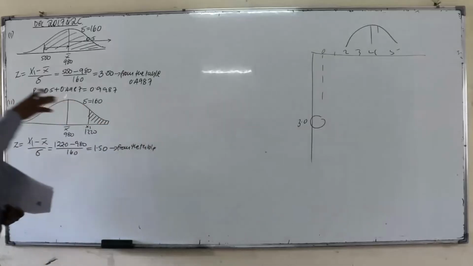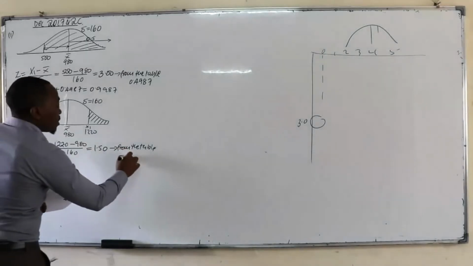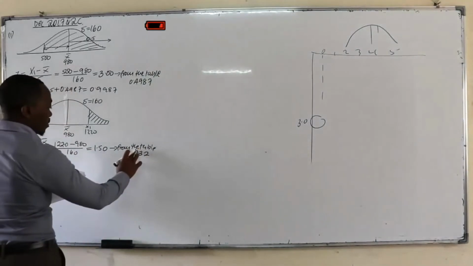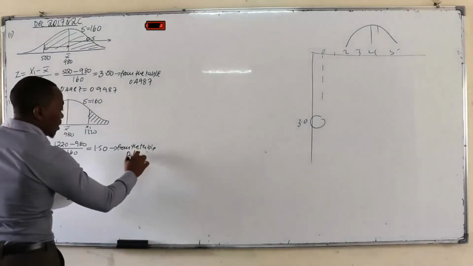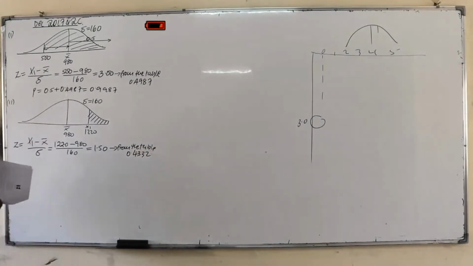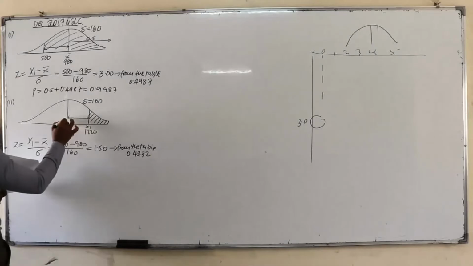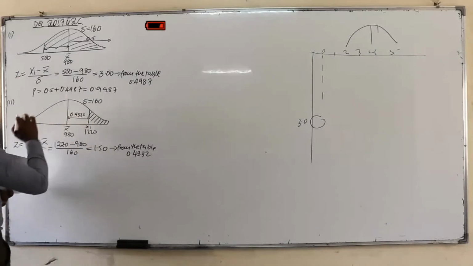Then from the table. Now let's use that table. 1.50. 0.4332. Good. But that's not the probability. Now that's the probability between the interval. The interval is 1220 and 980. This is what we have computed, and that's their probability, 0.4332. But that's not what we want.